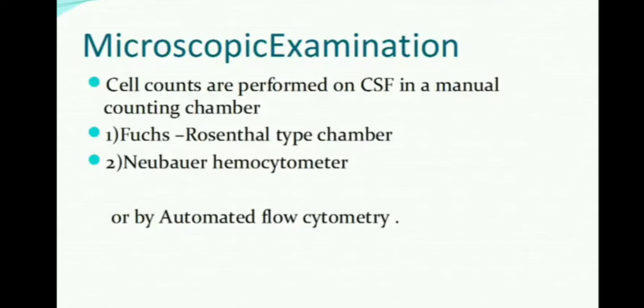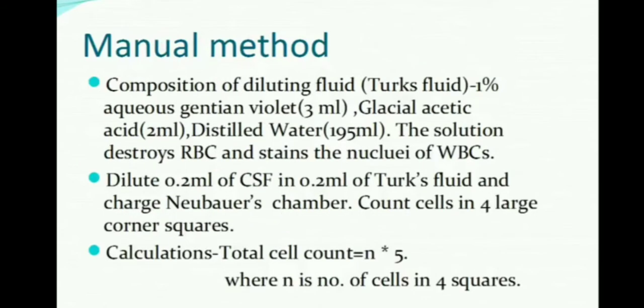Now, the total cell count can be counted using a manual counting chamber like the Fuchs-Rosenthal type chamber or Neubauer's chamber that is most commonly used, or by automated flow cytometry. In the manual method, we will use a diluting fluid, that is Turk's fluid, same as that we use for WBC counting. The solution destroys the RBCs and stains the nuclei of WBCs. We take 0.2 ml of CSF, mix it with 0.2 ml of the Turk's fluid and charge the Neubauer's chamber, and then we count the cells, and we can calculate that total cell count is the number of cells we count in the 4 squares into 5.